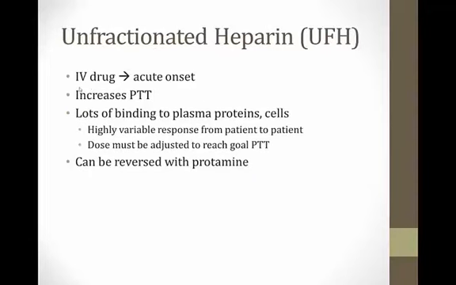Unfractionated heparin is given as an IV drug, and it has acute onset, and it increases a blood test, which we'll talk about later, called the PTT. It has lots of binding to plasma proteins in cells, and this means there is a highly variable response from patient to patient. You have to adjust the dose based on whether or not you've achieved your goal PTT, and this drug can be reversed with an antidote called protamine.